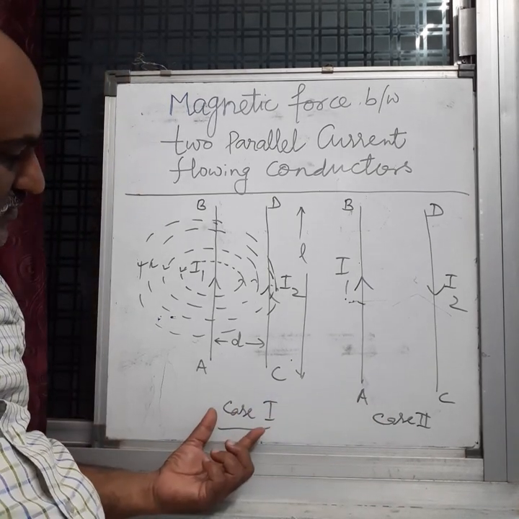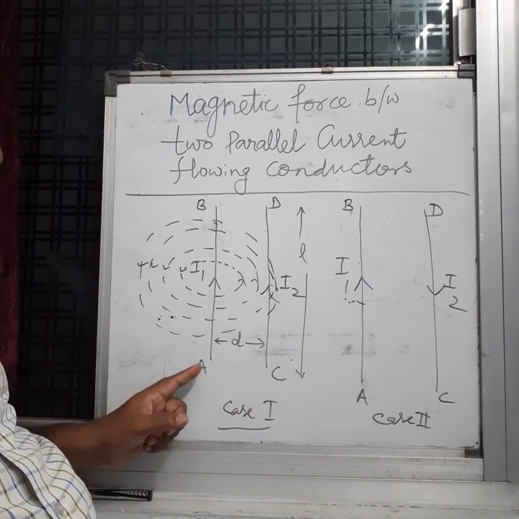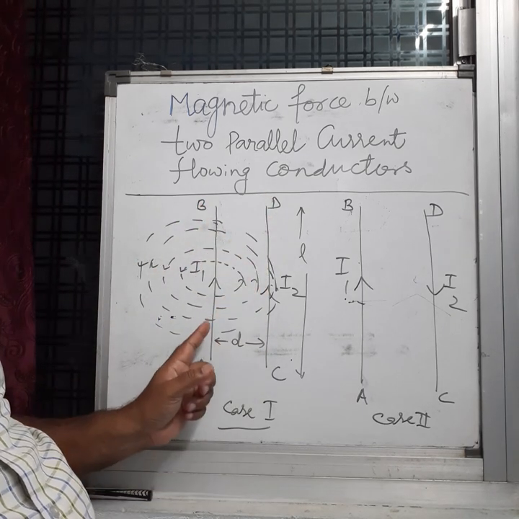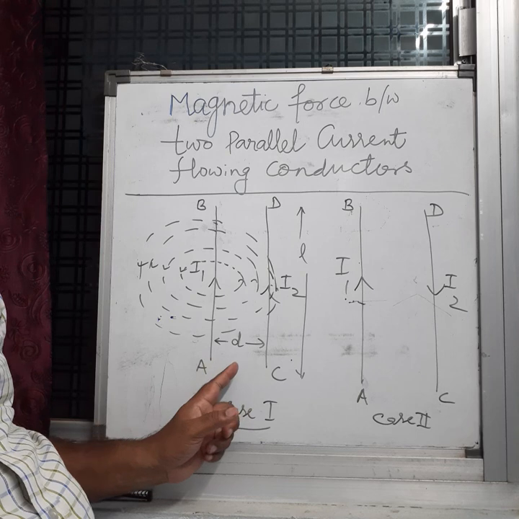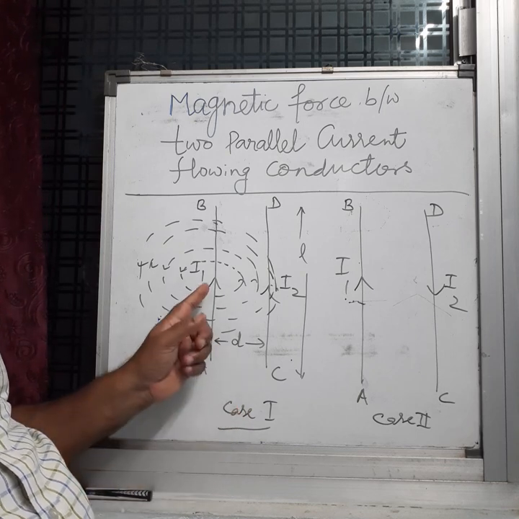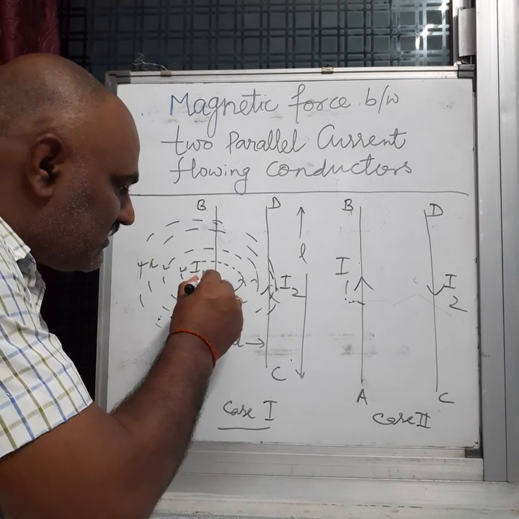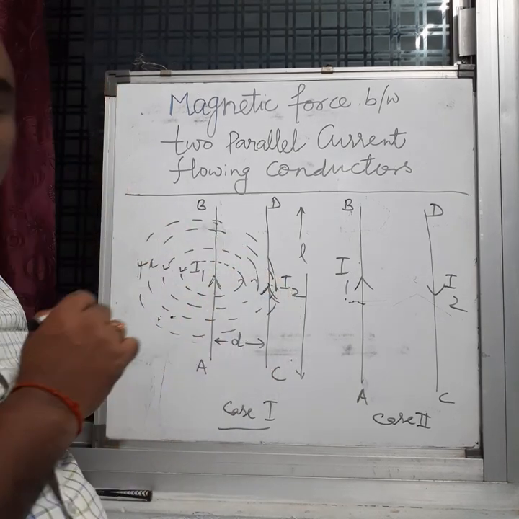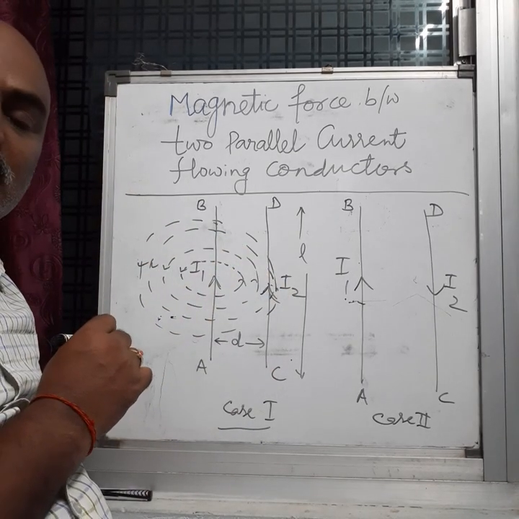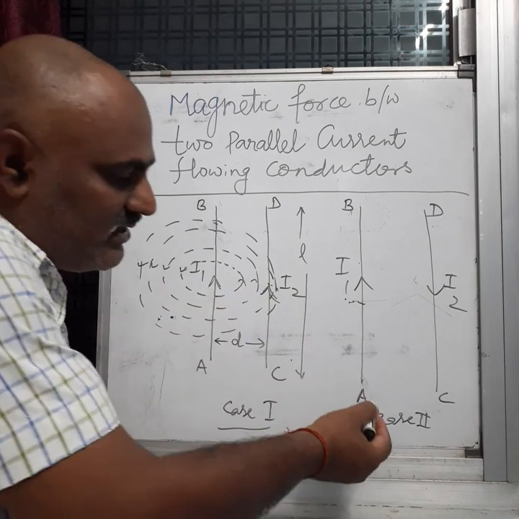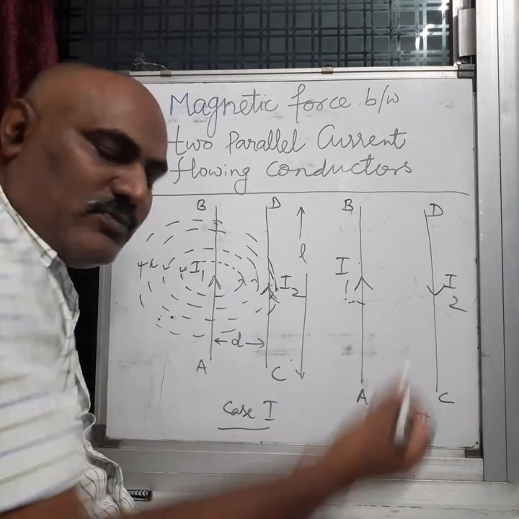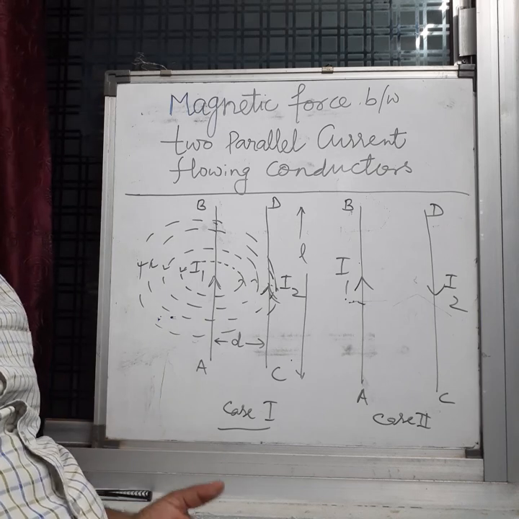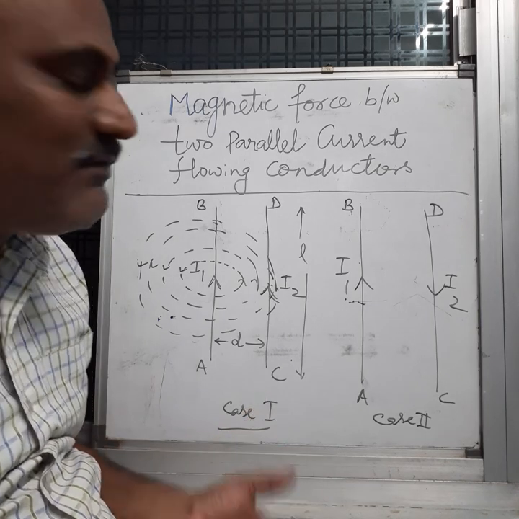Case 1, what is happening here? Two wires, AB and CD, are kept parallel, and in both wires current is flowing in the same direction. Here I1 and here I2. Current is flowing in the same direction, and in the other case current is flowing in the opposite direction. See how the force acts between the two parallel current-carrying wires.